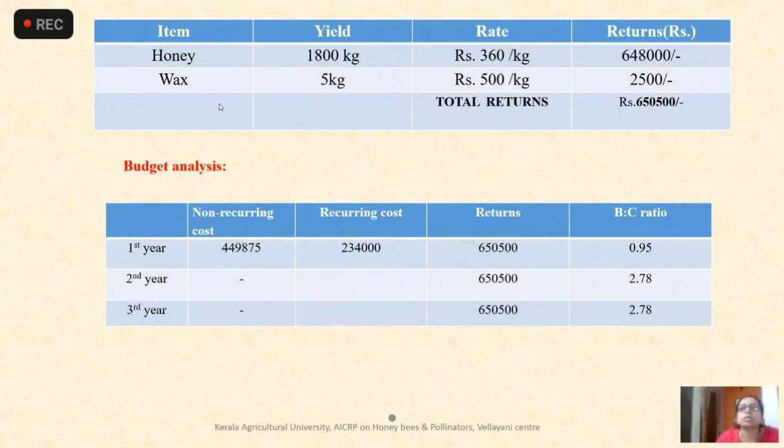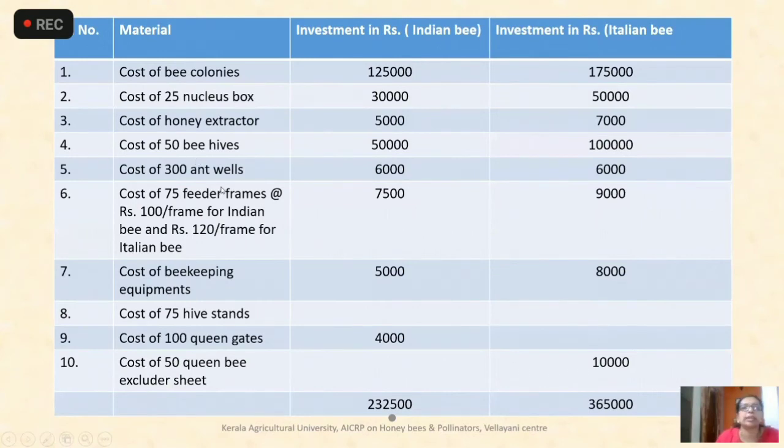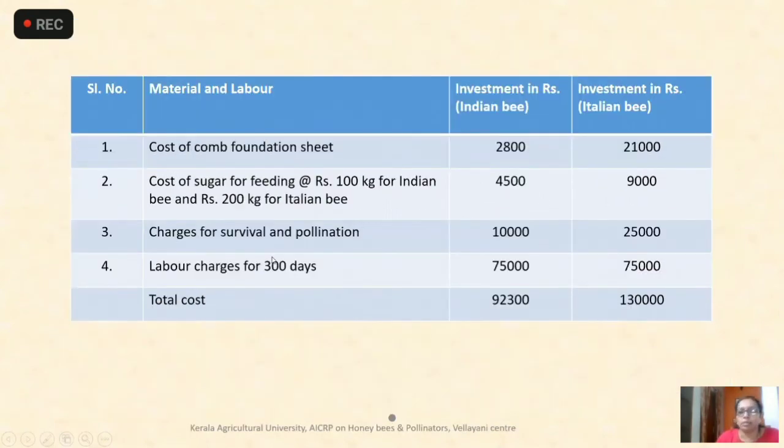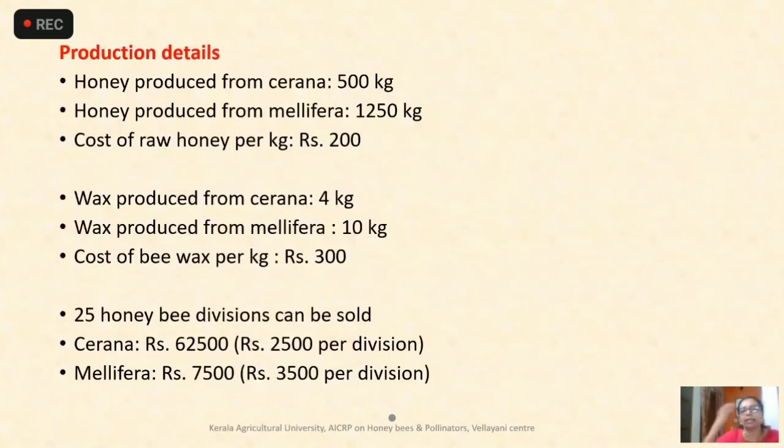Here also I have included components like bee colonies, the nucleus box, honey extractor, beehives, handles, feeder frames, beekeeping equipment, hive, queen gate, the queen bee, and excluder sheet. All these have been included. Then the labor cost for fixing the foundation sheet, and for the sugar feeding. Then if we are using them for pollination service, what is the cost required? Like that we have calculated. And what are the production details? Production details means the honey and the wax produced from these.